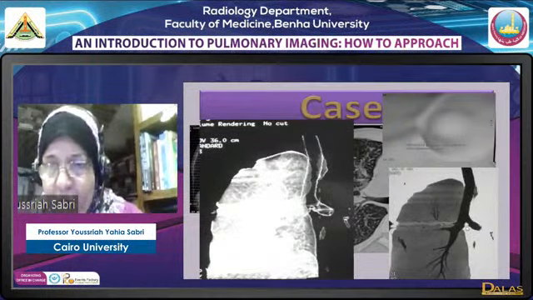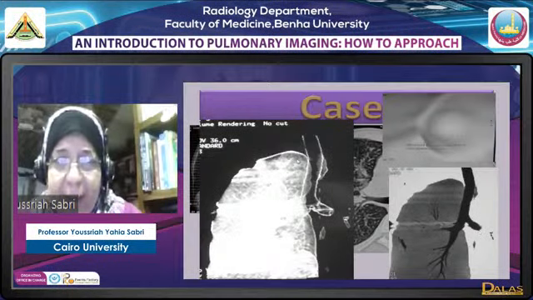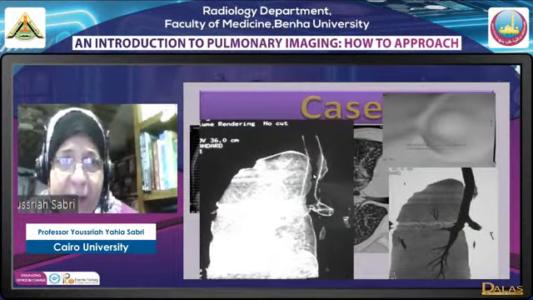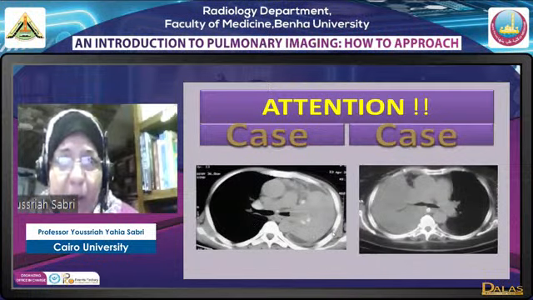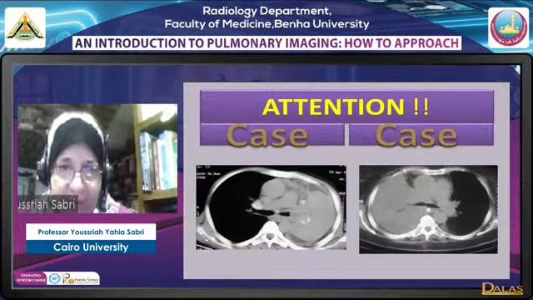So you see the bronchial tree with total obstruction of the left main bronchus, and on the left side here, you have the 3D image, volume rendering. Now, pay attention to these two lesions. We have seen those two cases.